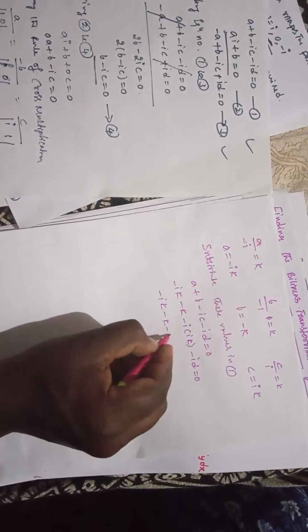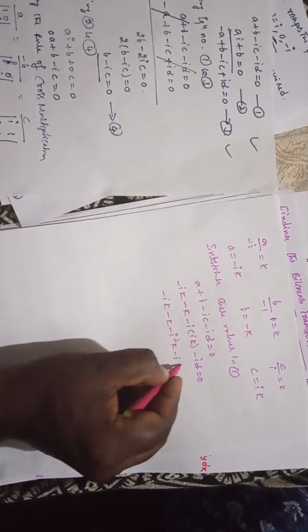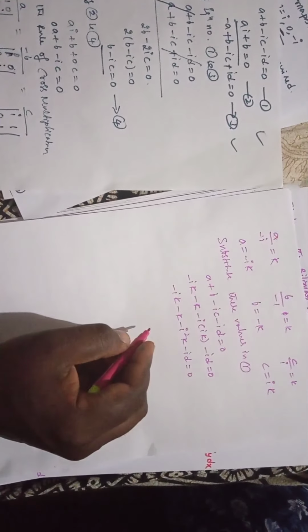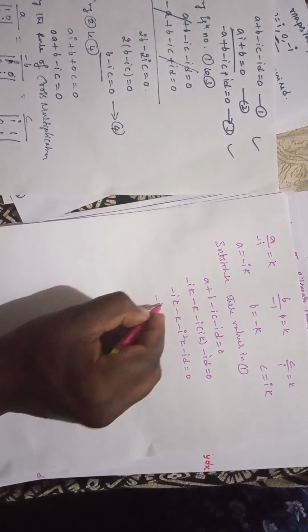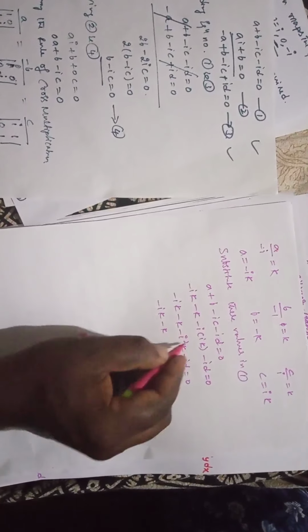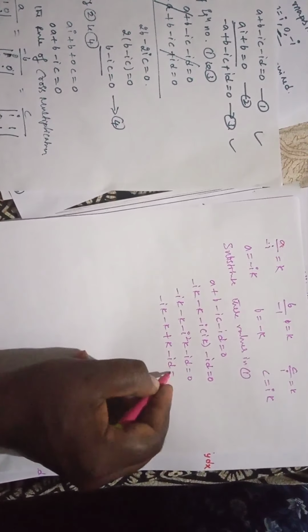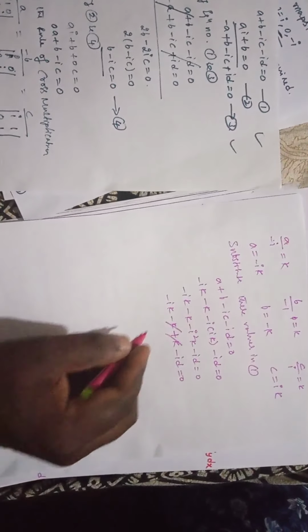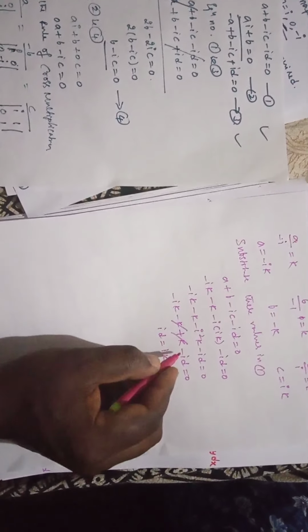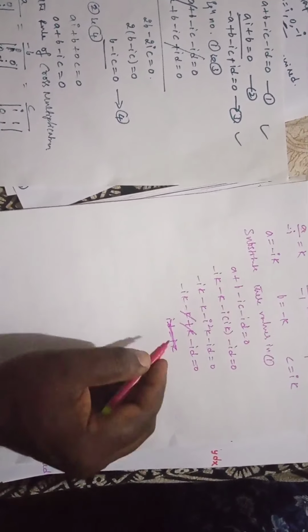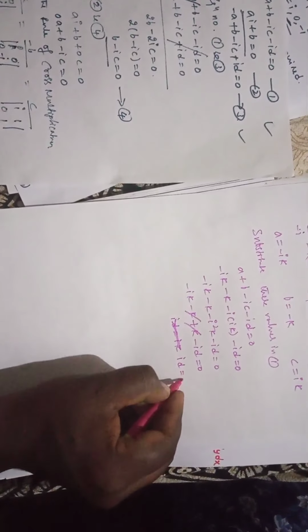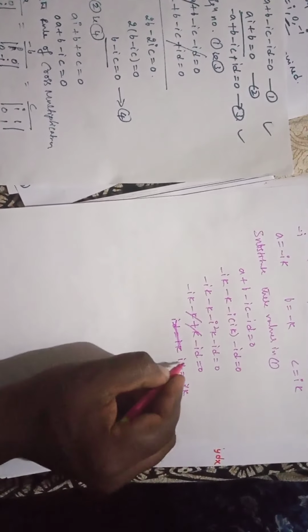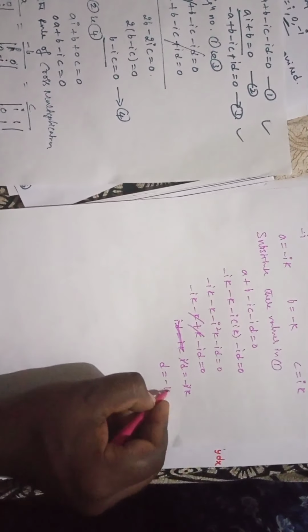So minus ik minus k, this becomes minus i square k minus id equal to 0. Here i square value is minus 1, minus into minus gives plus k, minus id equal to 0. Here plus k minus k get cancelled. Here id equal to ik. Sorry, id equal to minus ik. i gets cancelled, d also equal to minus k.